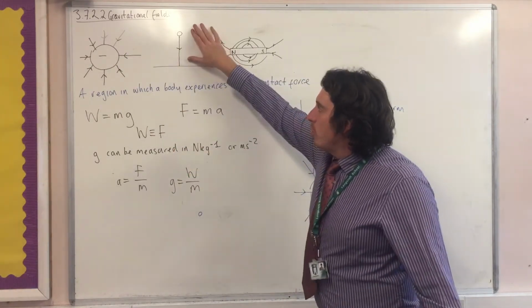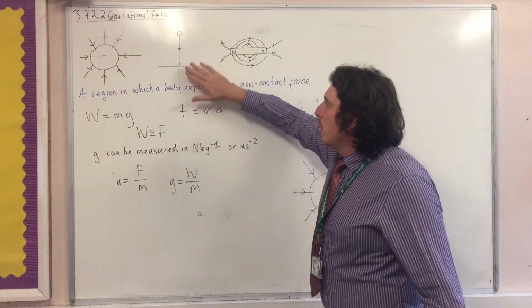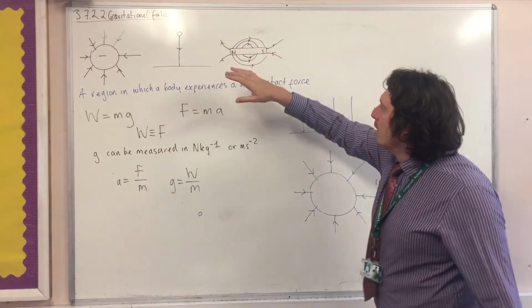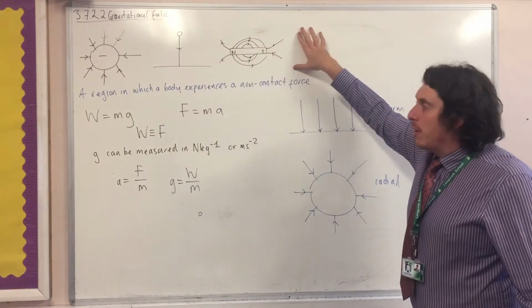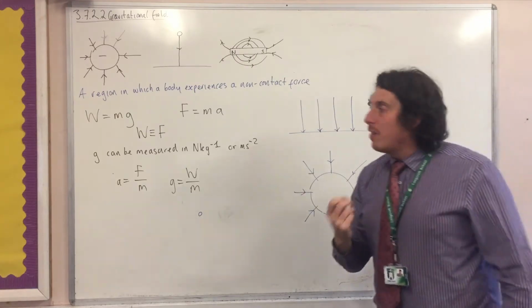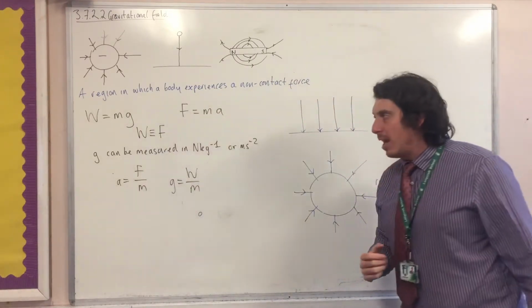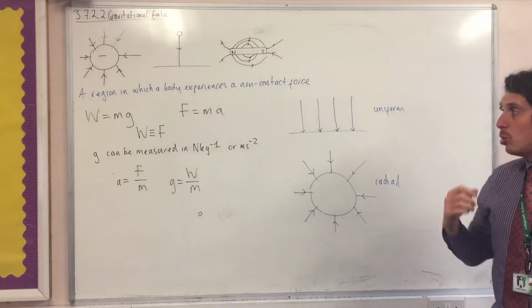You'll have thought about gravitational fields, or the idea of gravity, where you've got a body moving towards the Earth or a mass. You may have looked at magnetic fields before, where you have the field moving from north to south. The definition of a field is a region in which a body experiences a non-contact force.